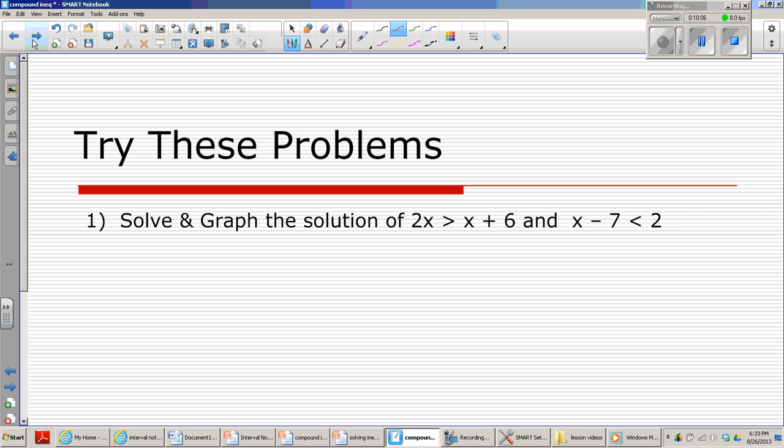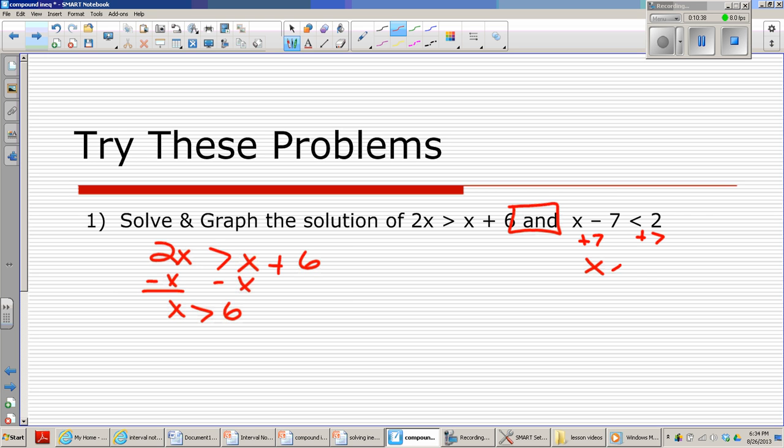Let's try this next problem. We have 2x is greater than x plus 6, and x minus 7 is less than 2. This is a combination of the word and. So we are looking at where their solutions will overlap. But before we can get there, we've got to solve each inequality first. So I'm going to subtract x from both sides, and x is greater than 6. I'm going to add 7 to each side, so I have x is less than 9.